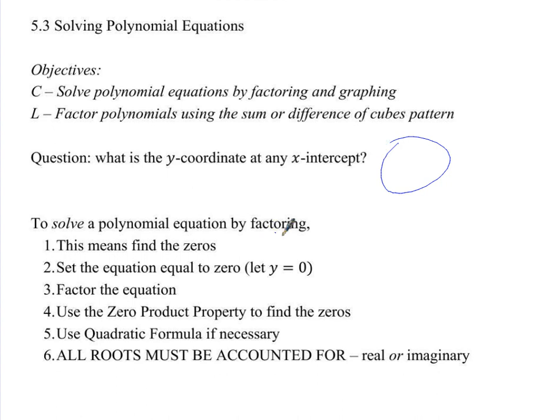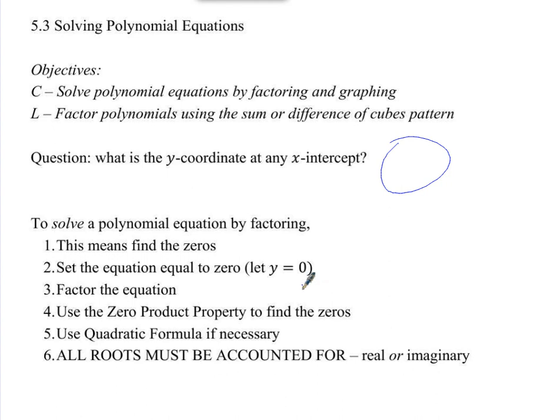To solve a polynomial equation by factoring means find the zeros. It means find the x-intercepts. It means find the solutions. It means find the roots, which we've already been doing. So set the equation equal to 0. Let y equal 0. All right, you have your equation. You have y equals some stuff, or f of x equals some stuff. Set it equal to 0, and then solve for x.